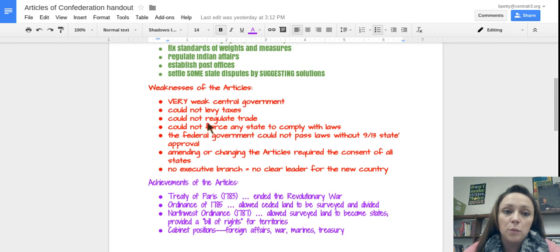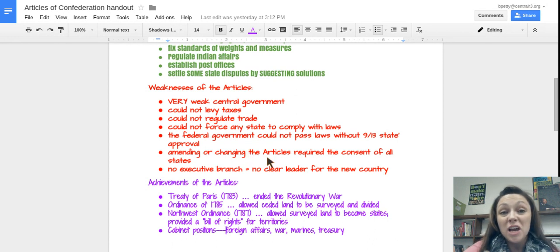Obviously, it set up a very weak central government. They could not levy taxes, which led to a big problem that we'll get to next chapter. It could not regulate trade. It could not force a state to comply with laws. The federal government could not pass laws without 9 of the 13 states' approval.